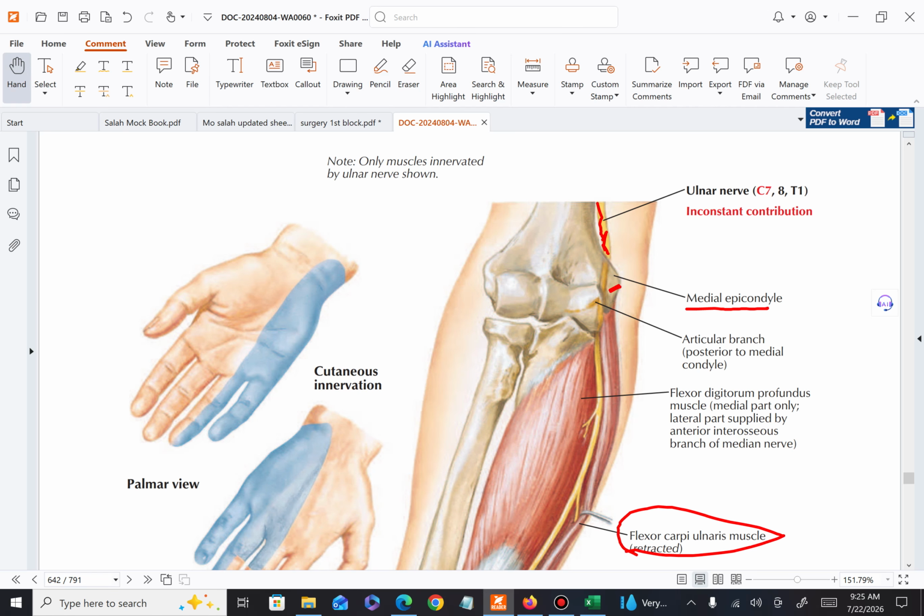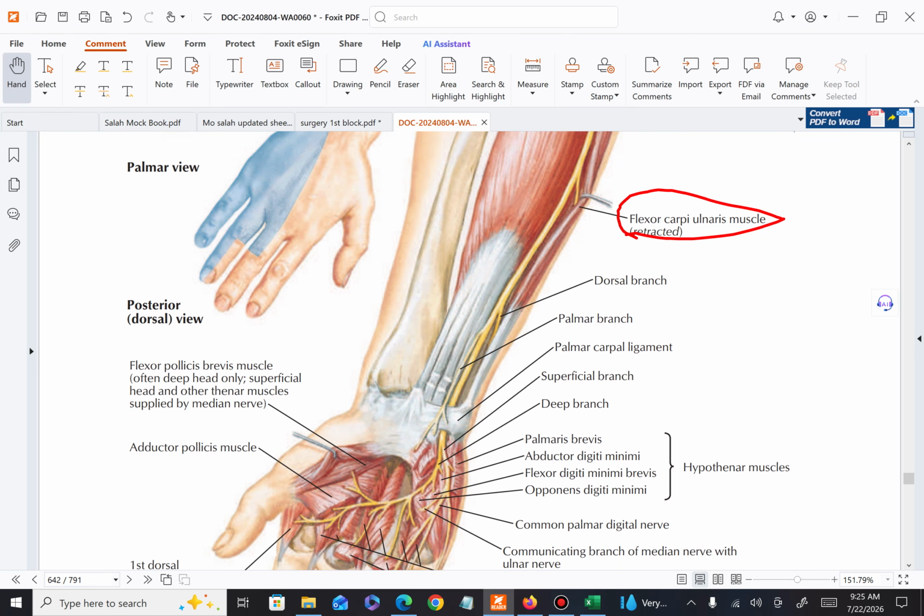Then it passes down and enters the hand superficial to the flexor retinaculum. So this is the ulnar nerve. It passes superficial to the flexor retinaculum but deep to the palmar carpal ligament, and it is medial to the ulnar artery. So these are the landmarks of the ulnar nerve.